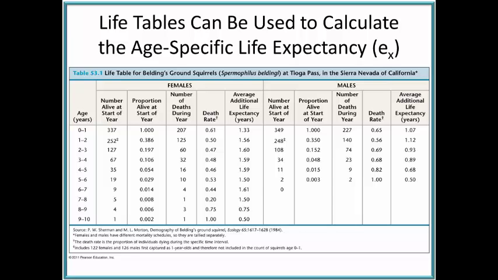For instance, if we look here at this age-specific diagram, this life table for Belding ground squirrels, you see this is for females, this part of the table is for males. I want to draw your attention to the life expectancy, and again you see that from 0 to 1 year old squirrels have a life expectancy of 1.33 years. If you make it to your first year birthday, your life expectancy goes up to 1.56. If you make it to your second year birthday, your life expectancy goes up to 1.6 years. And then actually stays pretty steady for a number of years.